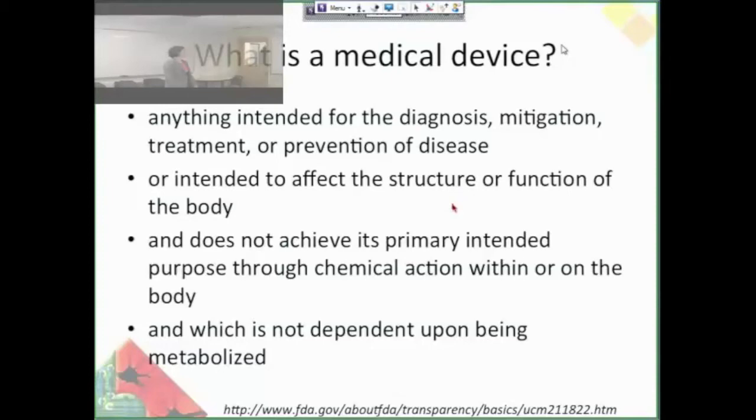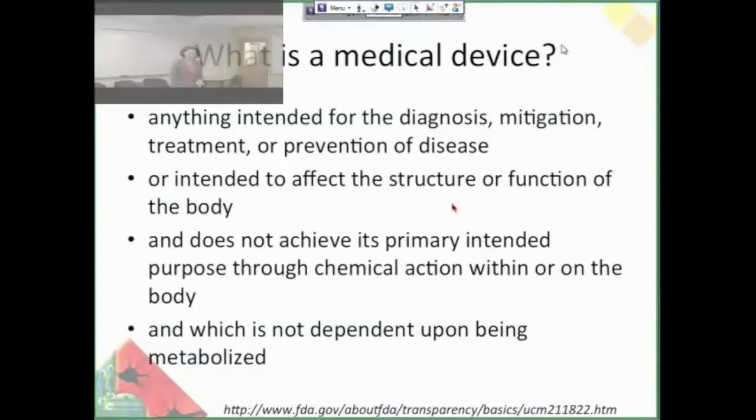What is a medical device? Anything intended for the diagnosis, mitigation, treatment, or prevention of disease whose primary action is not through metabolism in the body. So it should not be chemical action, it should be purely for something else. I think it's interesting that diagnostic devices are also considered medical devices. So if you have a pregnancy test, that is a medical device.